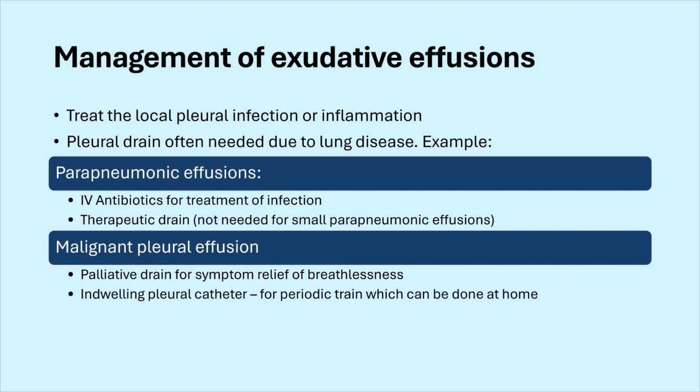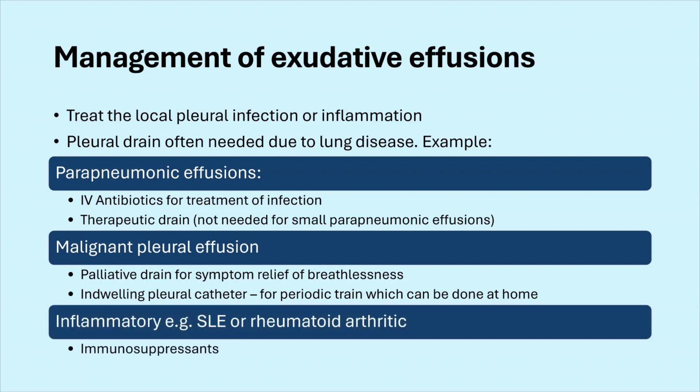For a malignant pleural effusion, you need a palliative drain for symptom relief of breathlessness. You can also consider giving an indwelling pleural catheter, which is a long-term catheter that can be put inside the chest, which the patient or the relatives can use to drain periodically at home rather than the patient being in hospital. And then for inflammatory causes such as SLE or rheumatoid arthritis, consider immunosuppressants.